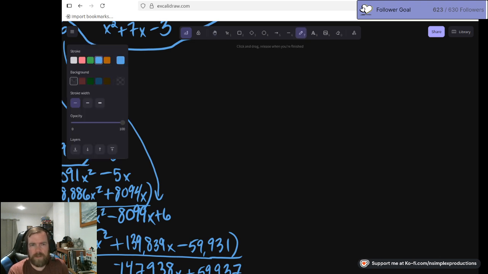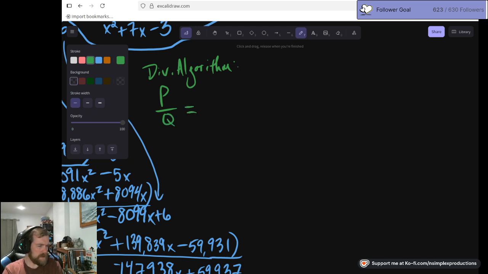The division algorithm. So we got P over Q, like that, is going to be equal to the quotient, little q of x for quotient, plus the remainder divided by our Q of x, which is also the divisor.